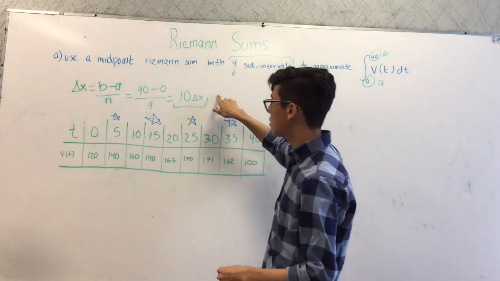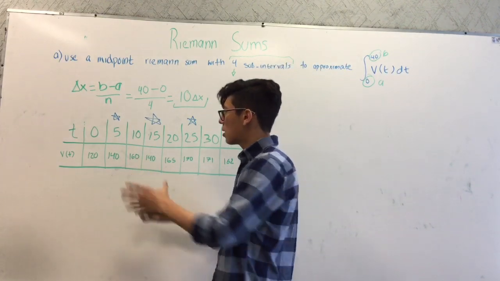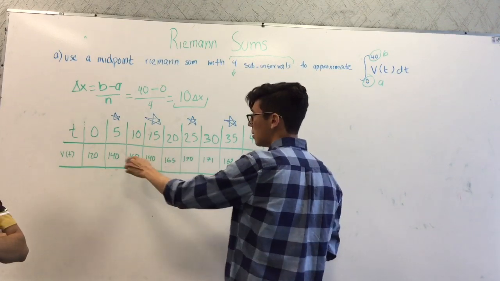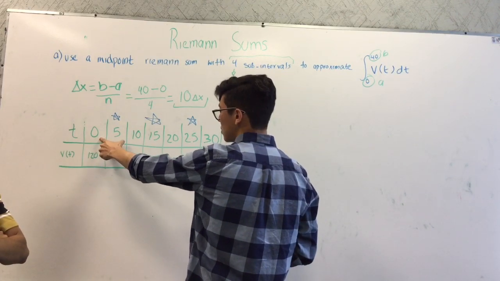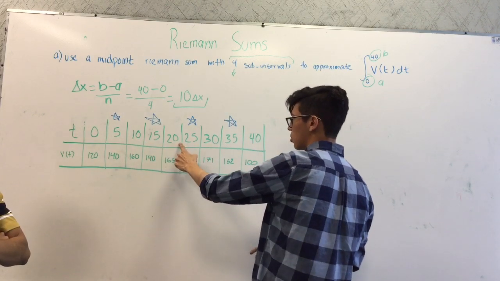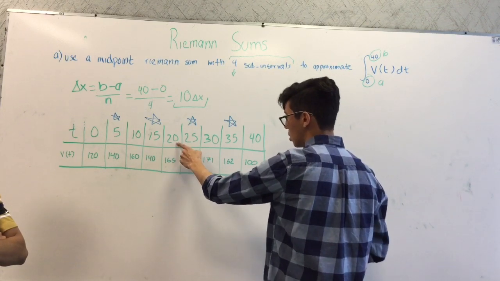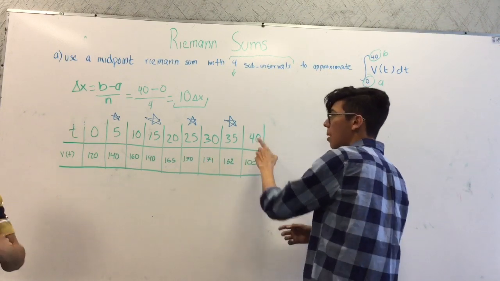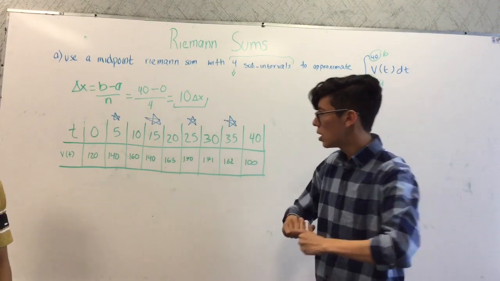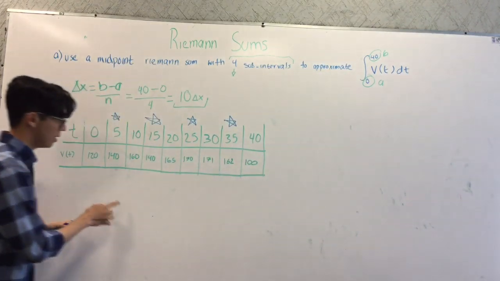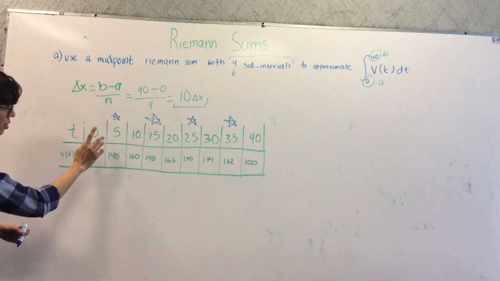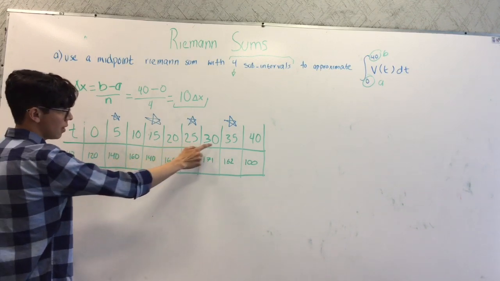So now that we have our delta x, which is 10, we get the intervals in this table. The first interval is from 0 to 10. The second is 10 to 20, and then 20 to 30, and then 30 to 40. But as the problem is asking us to use a midpoint Riemann sum, the points that we are going to get are the points between those two endpoints of each interval. So the points are 5, 15, 25, and 35.